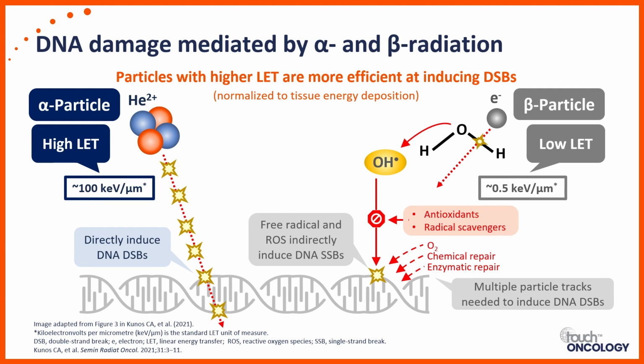But it turns out that the mechanism of damage for low LET radiation is much more chemical in nature. So creating a free radical species is primarily the mode of inducing single-strand breaks. And these free radicals can diffuse and cause that damage to the DNA, but it can also be neutralized by antioxidants such as superoxide dismutase or radical scavengers, including sulfhydryl-based compounds. And then once those single-strand breaks occur, they can either be chemically repaired, or they can be made more permanent by oxygen effects, or they can be enzymatically repaired.